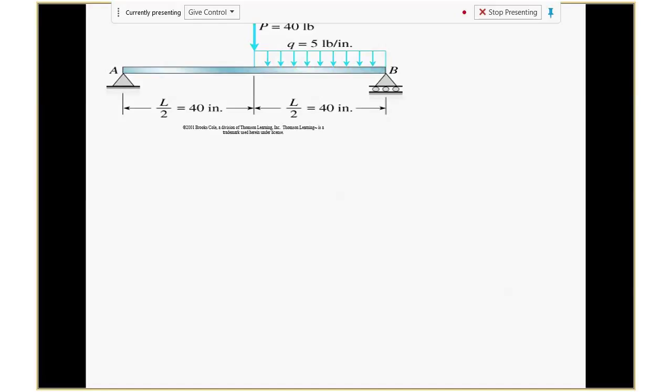Newton, Q will be Newton per meter, okay? Moment will be Newton meter. So for this one, let's say we want to get the VM diagram. We want to figure out how V changes, how M changes, and then find out where the maximum V is and where the maximum moment is.